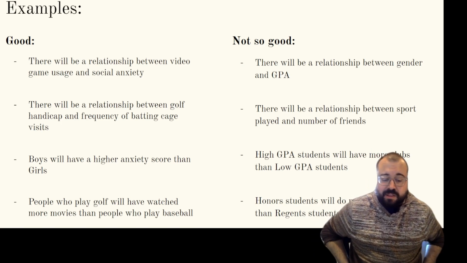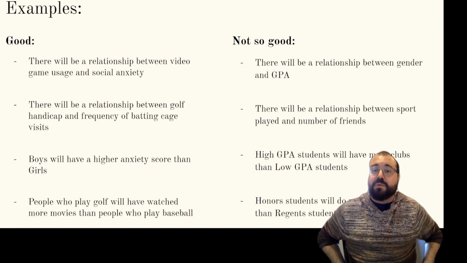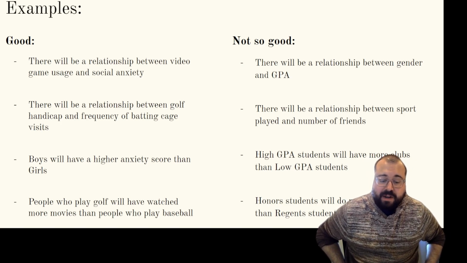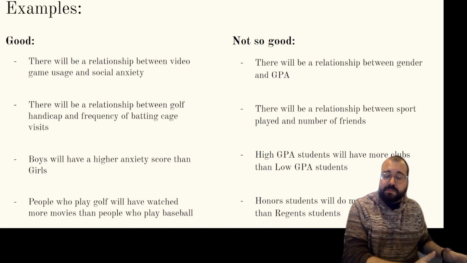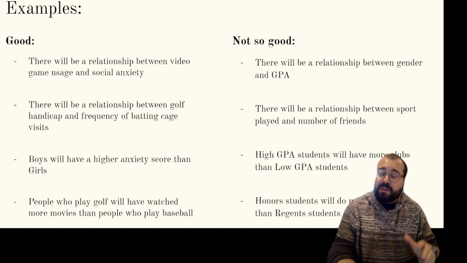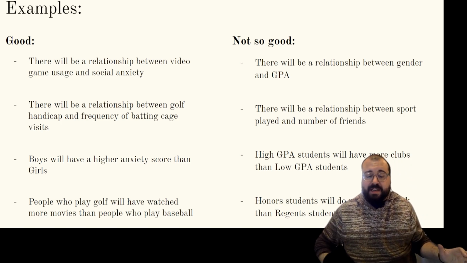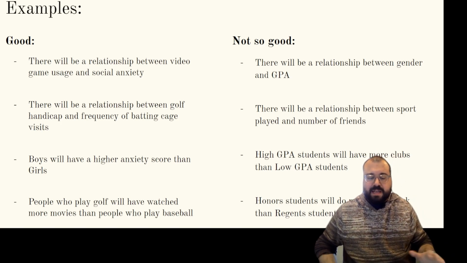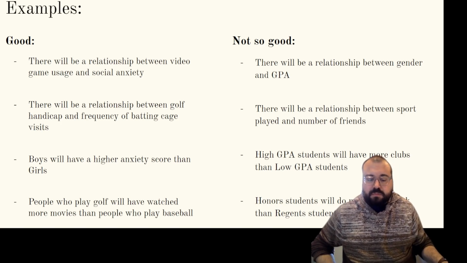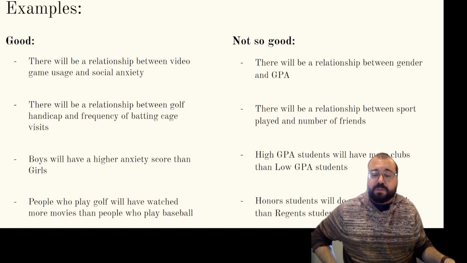And then the last one here: people who play golf will have watched more movies than people who play baseball. So we have people who play golf, that's one group of participants, and people who play baseball, that's another group of participants. The variable we're measuring here is number of movies watched per year, say, and we're going to say the people who play golf have a higher average number of movies watched per year.